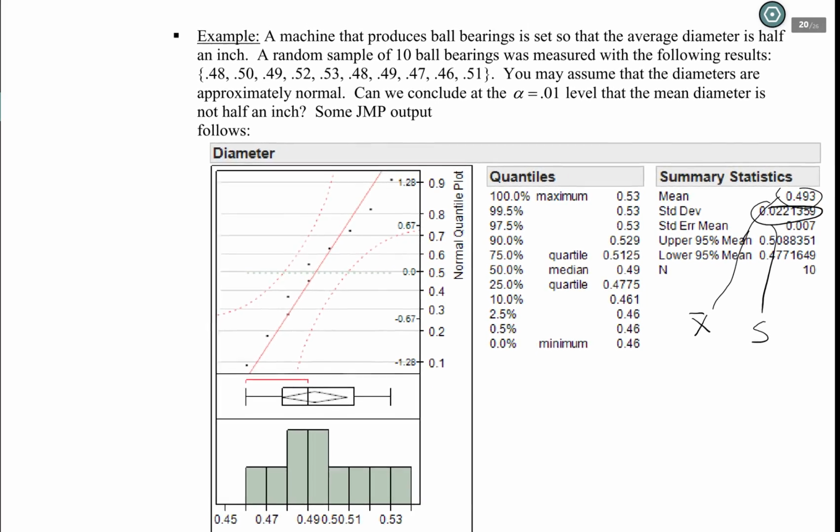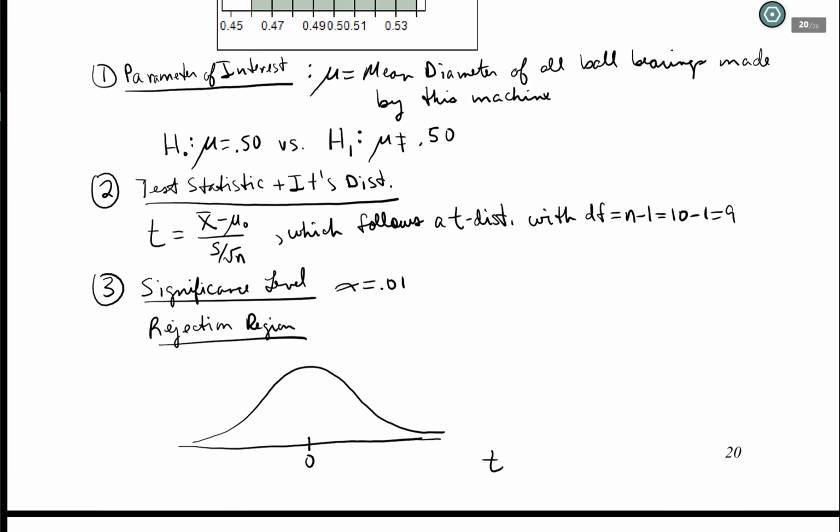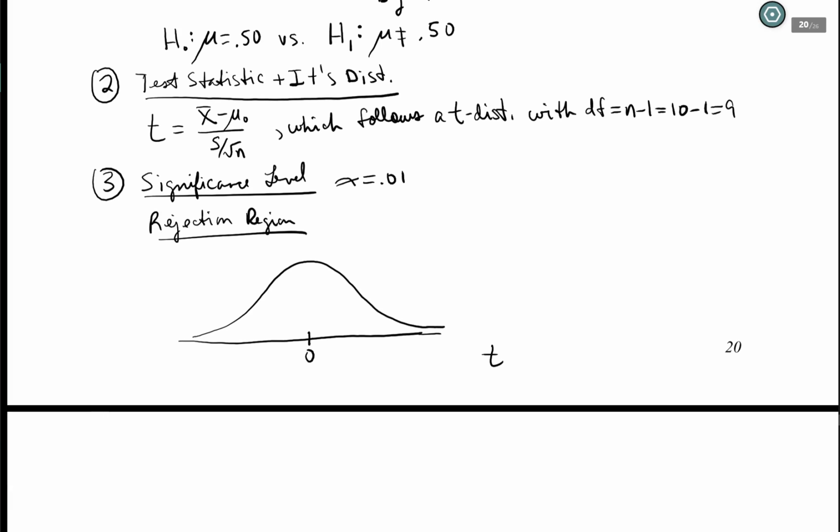Let's see if I need to reduce that. With the ball bearings, we don't have a right-tail test, we don't have a left-tail test. This is called a two-tailed test. One reason it's called a two-tailed test is this alpha is split into the two tails of the distribution. So we actually split the alpha in this way. We're going to have here t sub 0.01 divided by 2, and over here negative t sub 0.01 divided by 2.